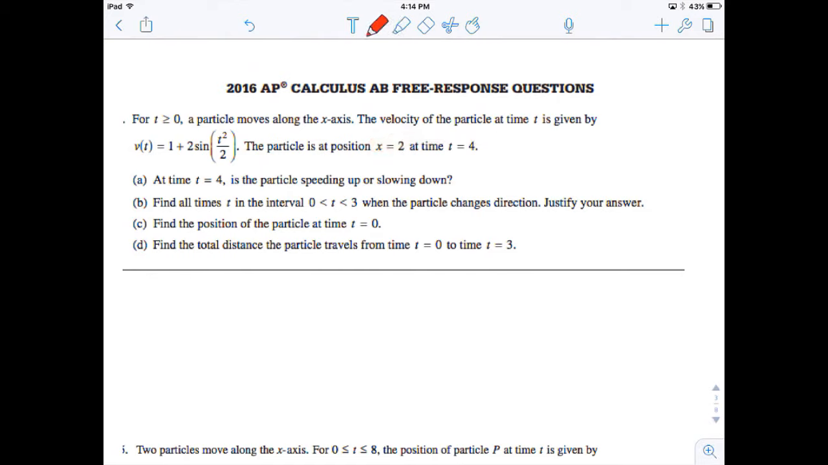So part A, is the particle speeding up or slowing down? So in part A, I'm looking at t equals 4. I would find v of 4, which you could just plug in, and this was calculator active.